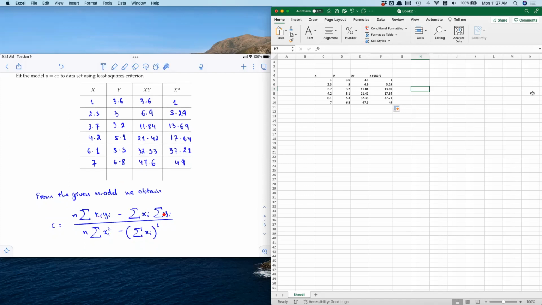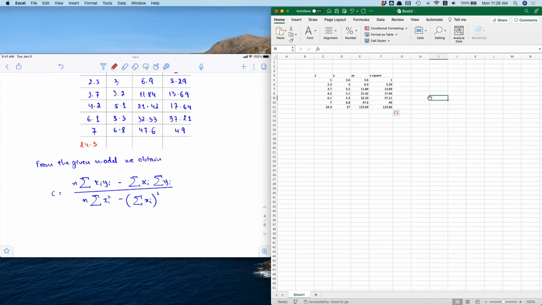Okay. Now, part of the formula, I need to find the summation of x times y, the summation of x, the summation of y, and the summation of x squared. So for this column, I'm going to hit equals sum, open parenthesis, choose the values in that column x, close the parenthesis, hit enter, and it's going to give you the summation for x. So the summation for x is 24.3. Now you're going to do the same thing for the values of y, but you can just track the formula to the right, and it's going to give you the summations of y, the summation of x times y, and the summation of x squared.